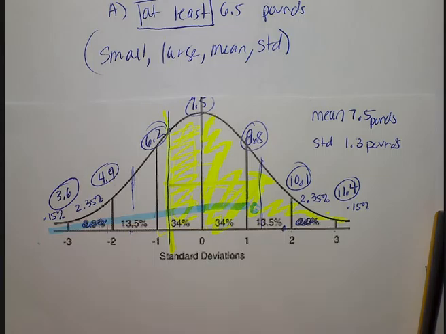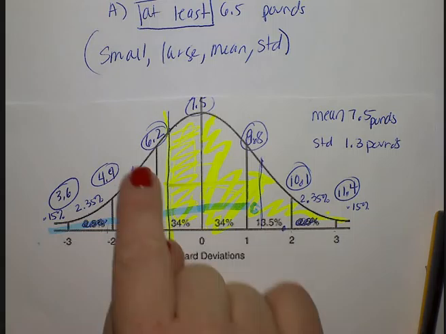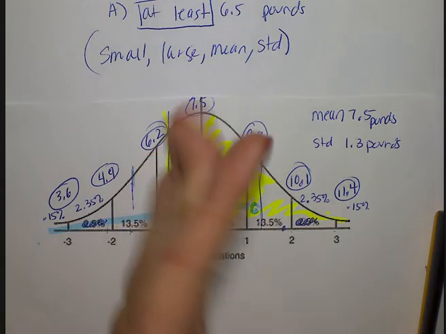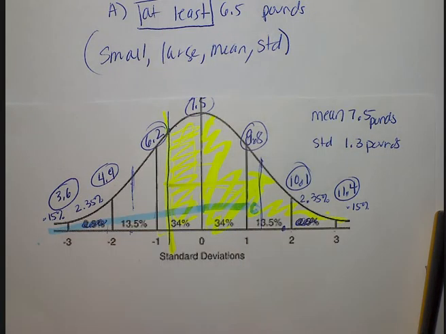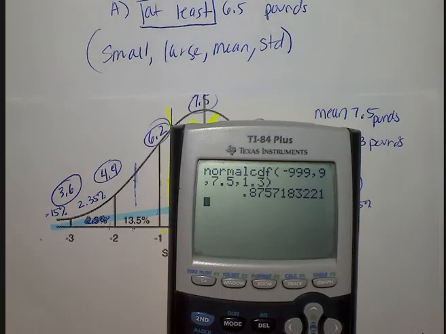So here's the first thing you should do. You figure out later how to do it. But 6 to 8 pounds. Does 6 land on one of the nice lines? No. Automatically, you know you're going to use your calculator then, okay? You're going to be using this formula. Go.